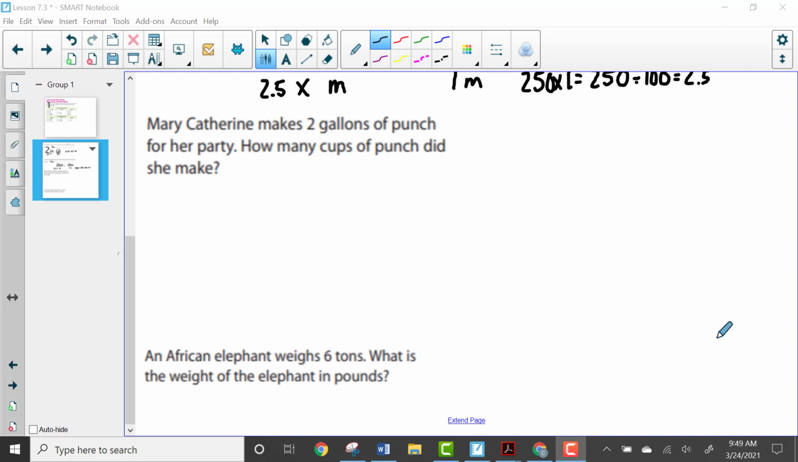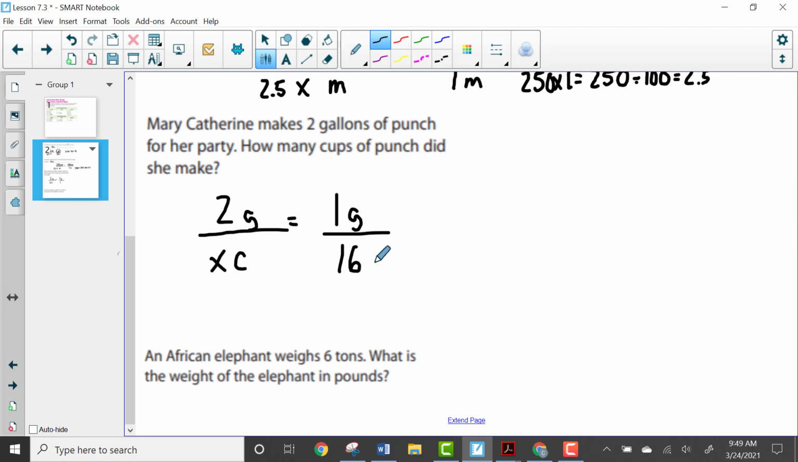So let's take a look at the one on page 188. It's actually number 3 on page 188, not 1. It says, Mary Catherine makes 2 gallons of punch for her party. How many cups of punch did she make? So what we have to figure out is how many cups are in 2 gallons. So we have 2 gallons equals, we don't know how many cups, but we do know that 1 gallon is going to equal 16 cups.